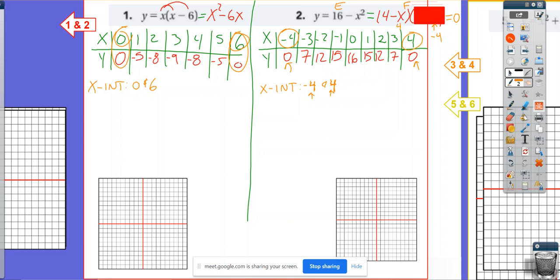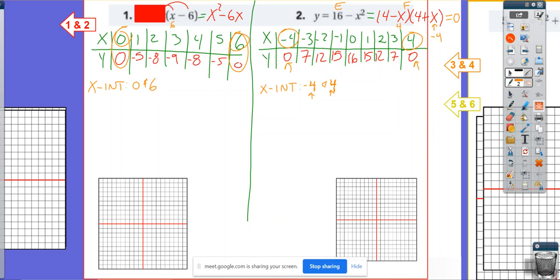Boys, the same thing is happening. In the factored form, what number will make that x 0? It's not a trick question. 0. So that's where this 0 comes in right here. If I slide this over, what will make x minus 6 equal to 0? 6. So that's where we get this 6 from.